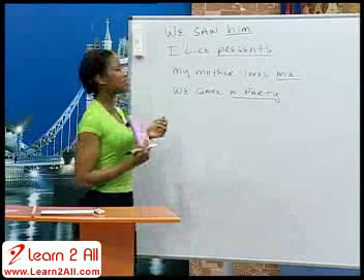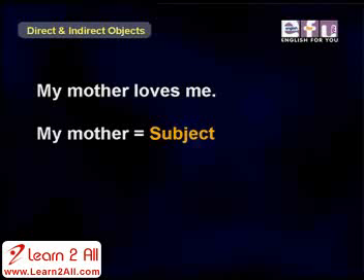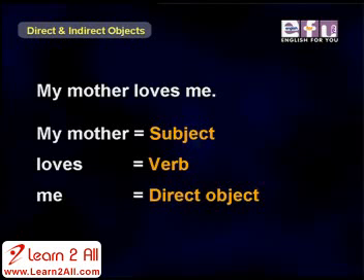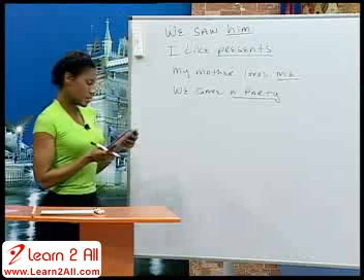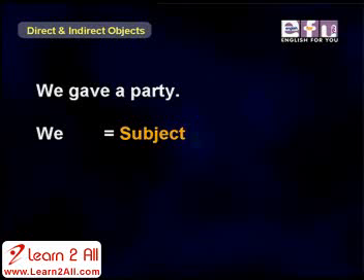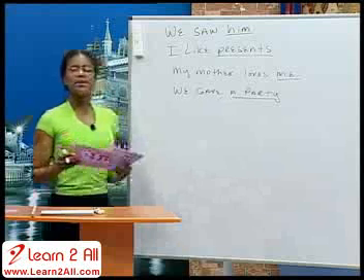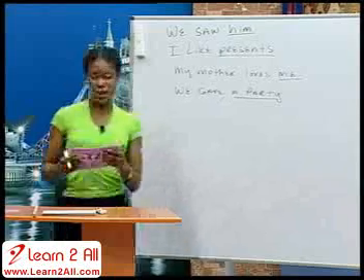Alright, Anna, can you do the next sentence? My mother is the subject, loves is the verb, me is the direct object. Alright. Alberto, the last one. We is the subject, give is the verb, and a party is the direct object. Okay. We is the subject, gave is the verb, a party is the direct object. Good job, everyone. Now let's talk about indirect objects.